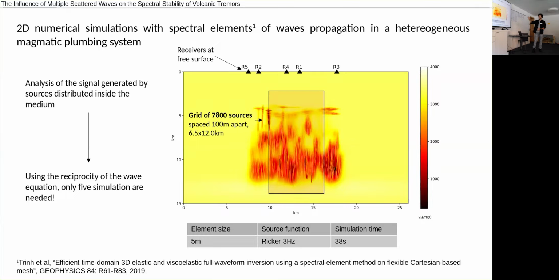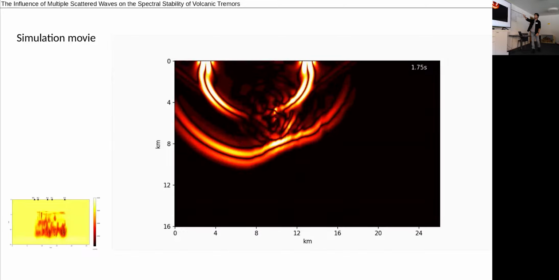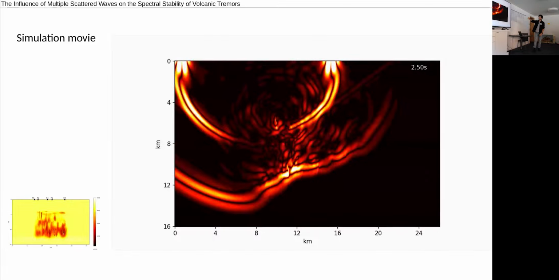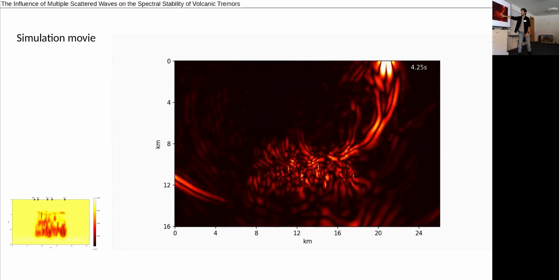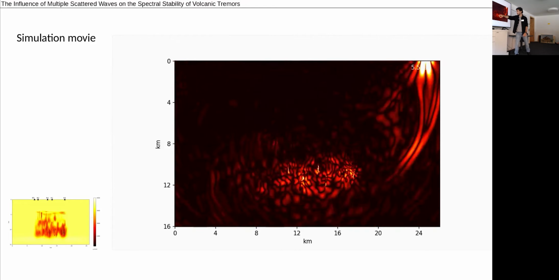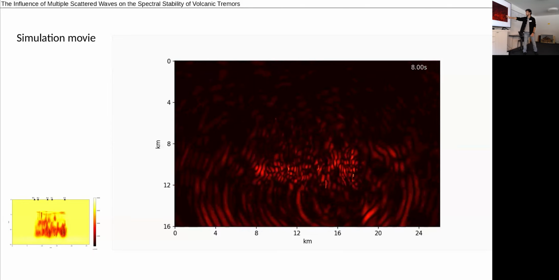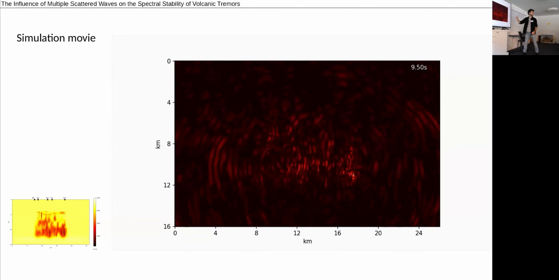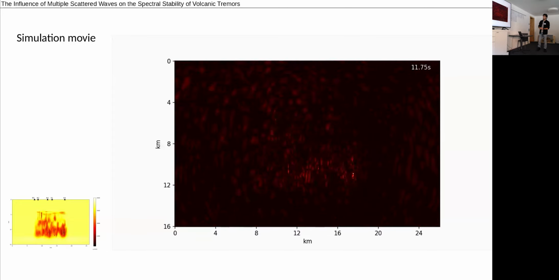And I'm telling this because now I'm showing a movie of the simulation, and we will see a source that is on top. So here we have a movie for the vertical component of the displacement. We see that this is the area of major scattering. I put also the model there. We see that a lot of scattering is produced in this area. So even at larger time lapse, we see that there are a lot of scattered waves.